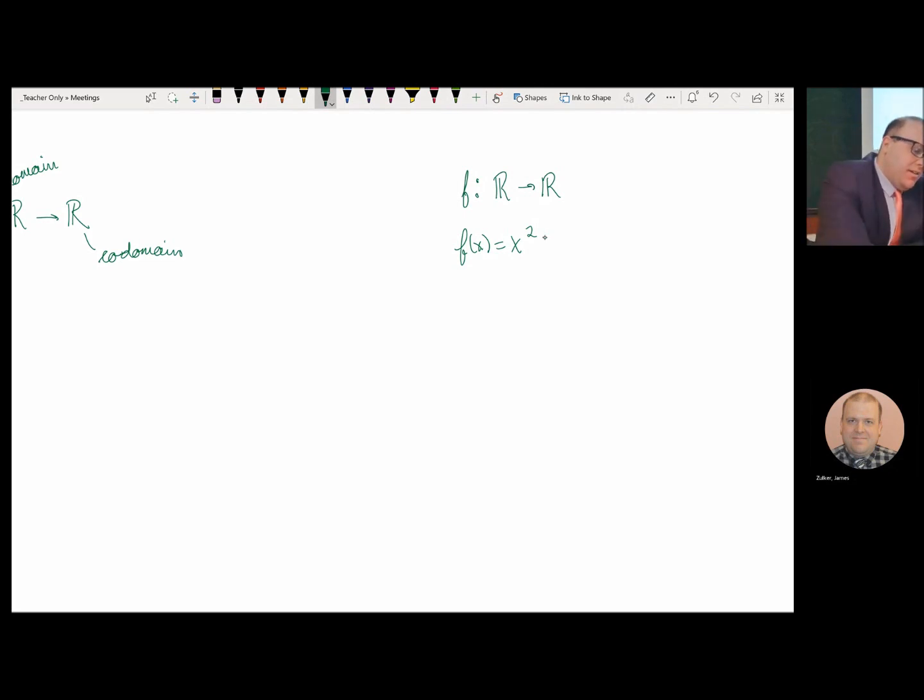If I wrote it this way, which is non-negative real numbers, all the positive real numbers plus 0, now that function is onto.